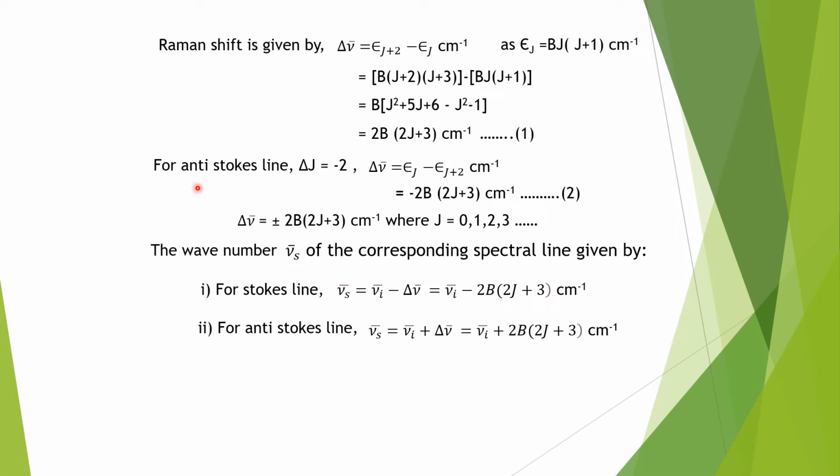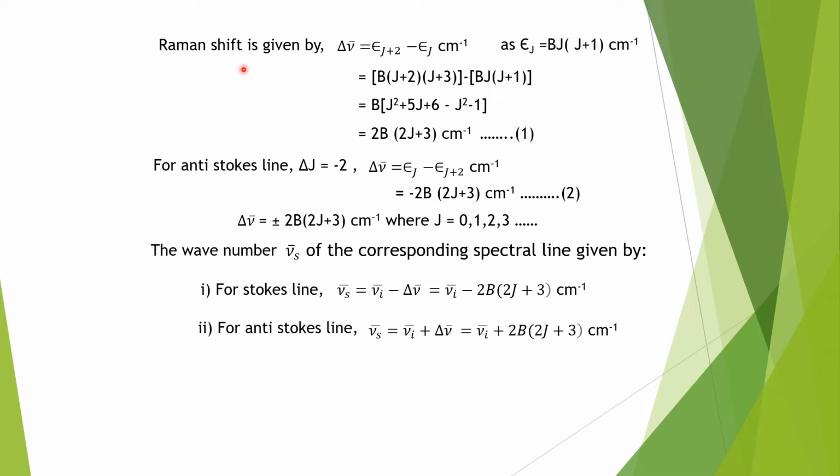And for anti-Stokes line, del J will be equal to minus 2. So in that case, the Raman shift is given by del nu bar is equal to the reverse of this, epsilon J minus epsilon J plus 2 centimeter inverse. So whatever value we get in equation 1, for anti-Stokes line you will get in the minus form, minus 2B into 2J plus 3 centimeter inverse. So this is our equation number 2 for anti-Stokes line.